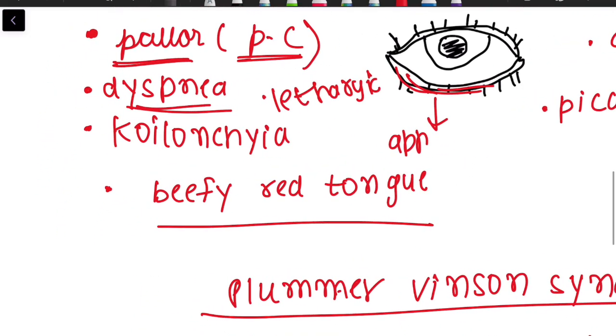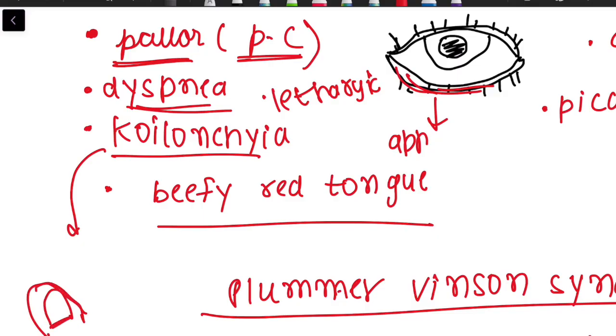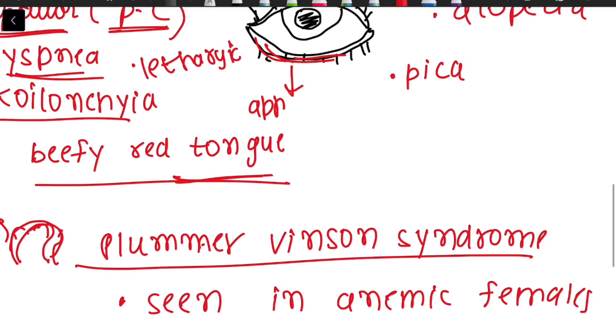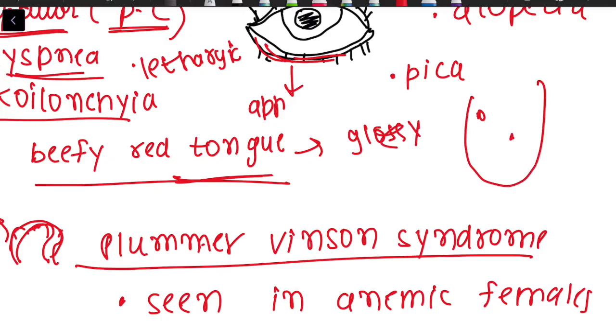And then there's one more symptom which is called koilonychia, meaning the nail beds. Normal nail bed, if I draw it like this of a person, this is the finger, then the nail bed appears curved, spoon shaped. This is seen in patients of iron deficiency anemia. And one more is beefy red tongue. Why a beefy red tongue? Because the tongue undergoes atrophy. Basically the tongue has a lot of papillae and buds, but due to iron deficiency these papillae and buds atrophy and the tongue appears beefy red. So that is why the beefy red tongue.